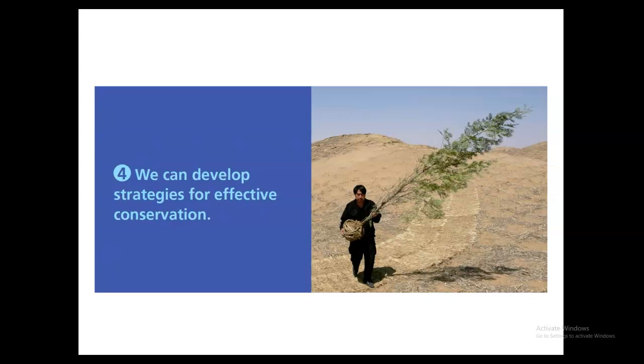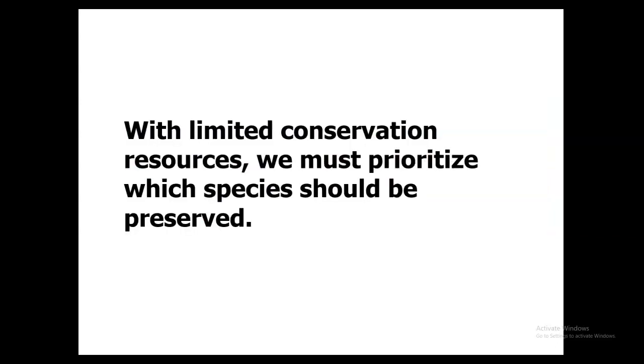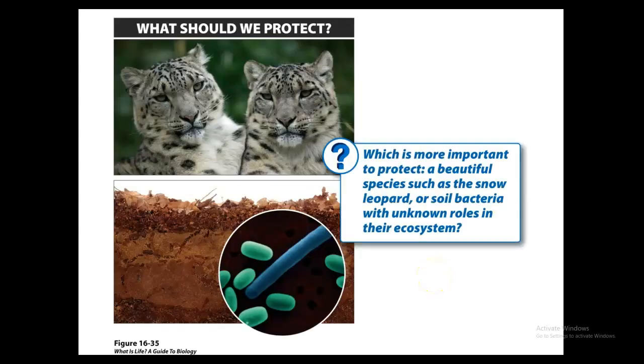So we can develop strategies for effective conservation. With limited conservation resources, we must prioritize which species should be preserved. So, what should we protect? Which is going to be more important to protect, a beautiful species such as a snow leopard or soil bacteria with unknown roles in their ecosystem?